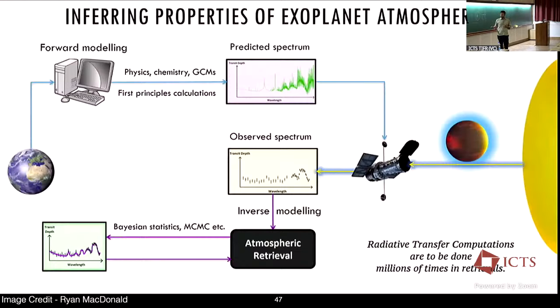But for the inverse model, the radiative transfer computations have to be done millions of times. That's why the models that we develop have to be very fast, so that the retrieval can be done millions of times, as required.